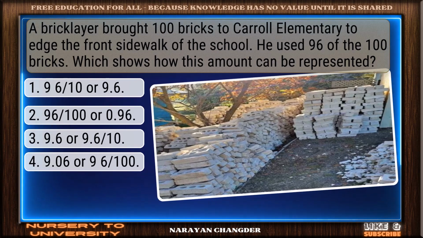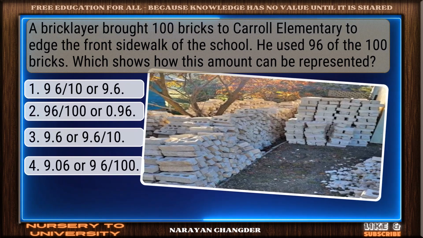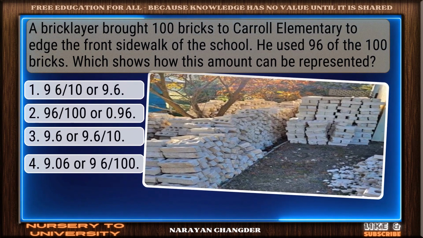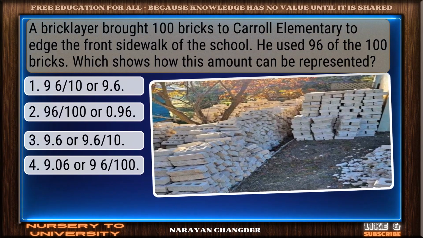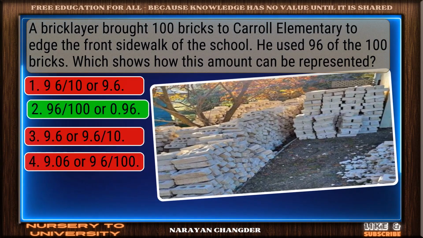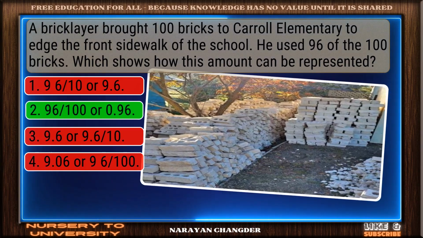A bricklayer brought 100 bricks to Carroll Elementary to edge the front sidewalk of the school. He used 96 of the 100 bricks, which shows how this amount can be represented. Well reasoned. 96/100 is the correct choice.